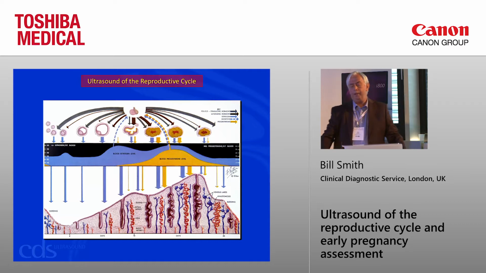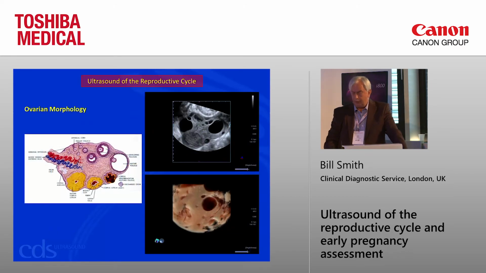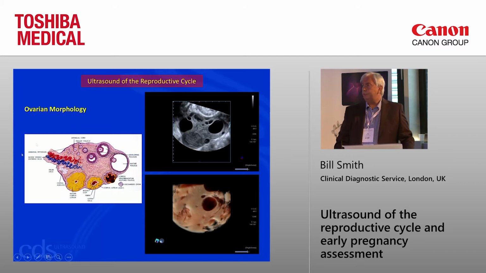Remember that if we look at symptomatic patients coming through our gynae clinics, then 70–80% of those patients actually have functional issues, and those functional issues are really atypical processes within the reproductive cycle. So we'll start off by looking at the ovary itself.